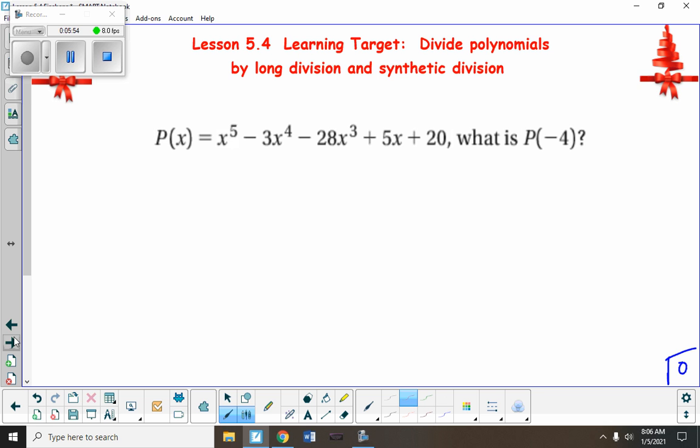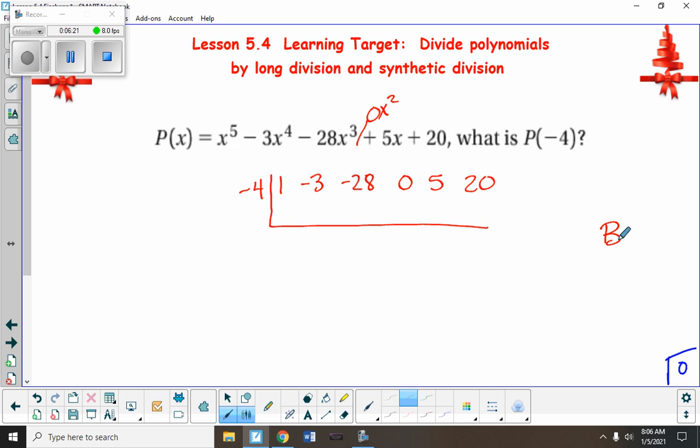So we're going to find out what p of negative 4 is. We have the x's, 5, 4, 3. Oh, we don't have an x squared. So 0x squared. All right, so let's set that up. 1, negative 3, negative 28, 0, 5, and 20. I'm going to give you a minute. I want you to try to do the process. Okay, bring down, multiply, add, multiply, add.